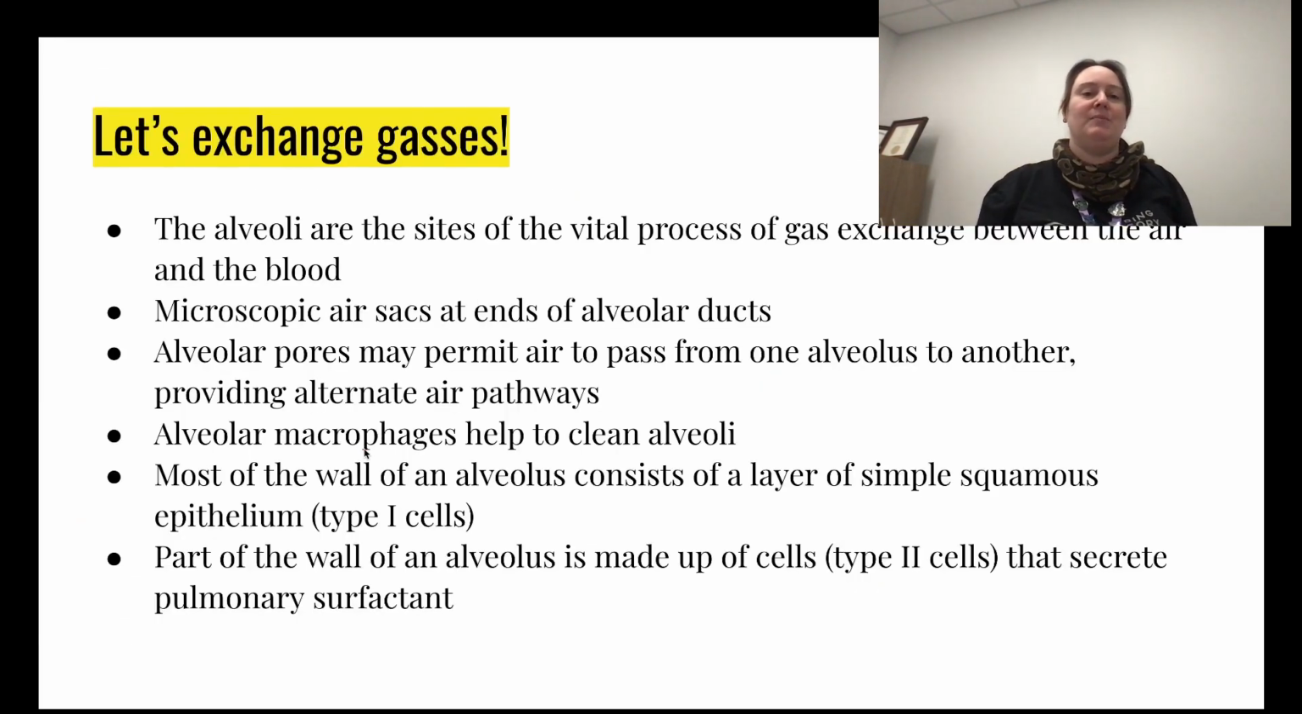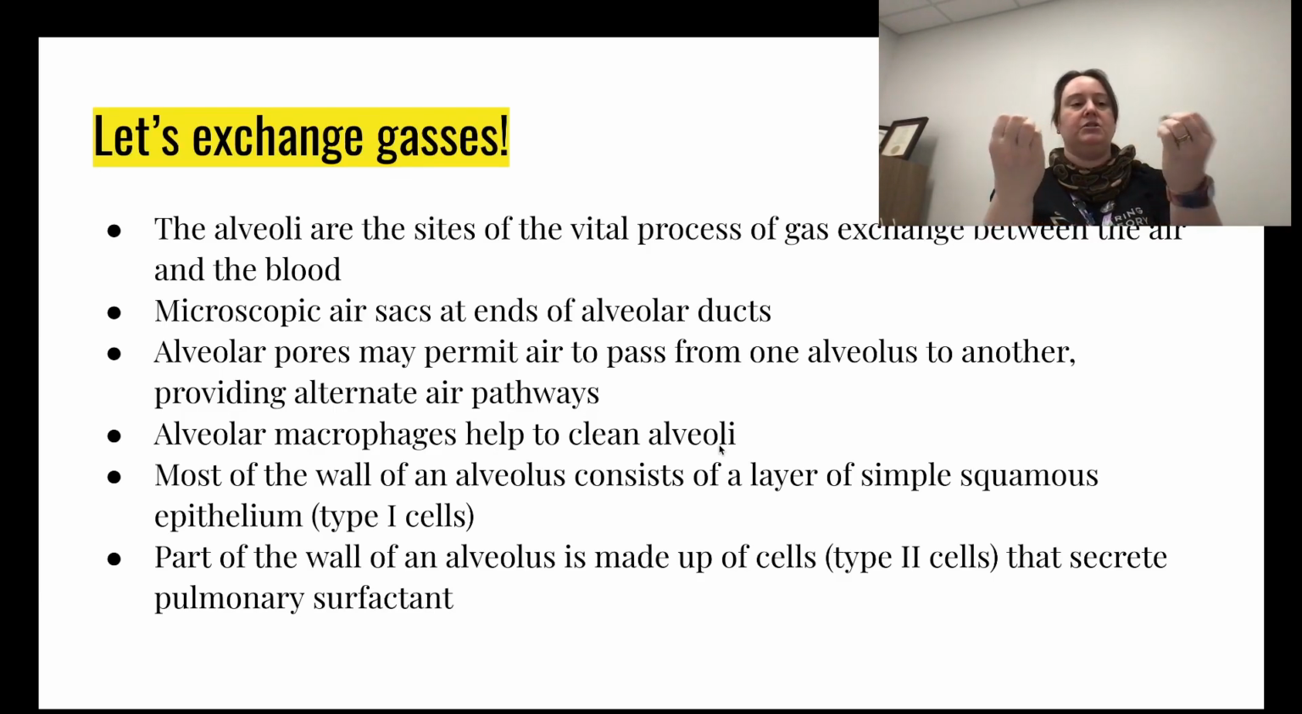So anyway, remember, now we're getting back again to diffusion. And diffusion happens best over short distances. And the alveoli are the sites of this very short distance for gas exchange. Microscopic air sacs at the ends of alveolar ducts, and these alveolar pores may permit air to pass from one alveolus to another. So they actually do have pores, like I was mentioning last time. They actually do have holes. So when they're touching like this, imagine these are two alveoli, they actually have holes, and so that way, if one's at capacity doing the exchange, whatever's left over flows into the next one.